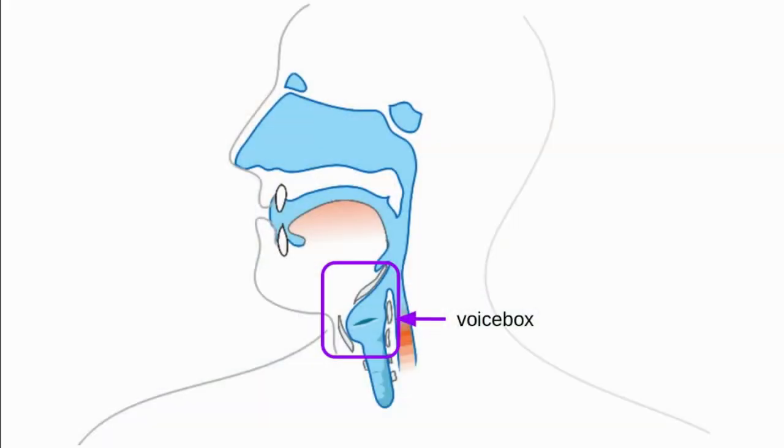Outside of speech, the voice box has two crucial jobs. First, it protects the windpipe, keeping it open for air to travel from our mouth and nose down into our lungs and back out again. And second, it's a valve. It closes off when we swallow so that food and drink go down the esophagus, which is that reddish orangish tube behind it leading down into the stomach.